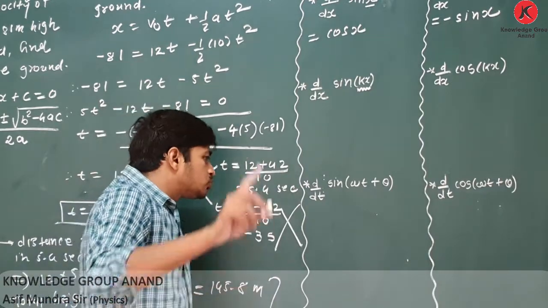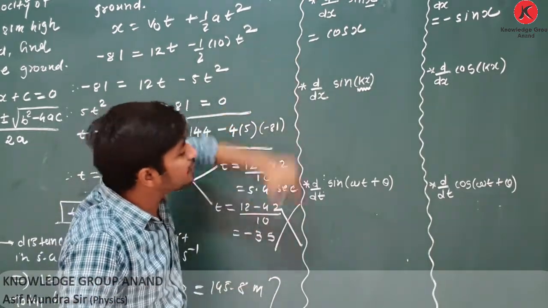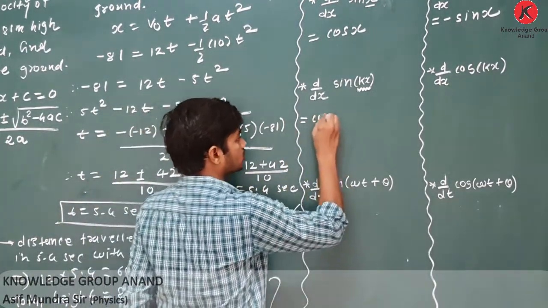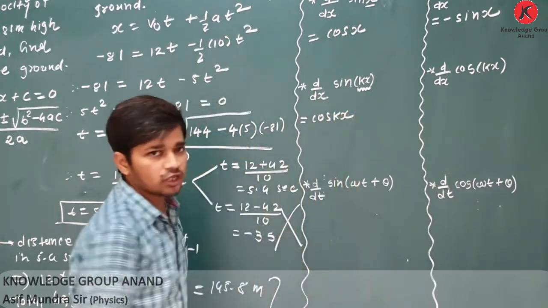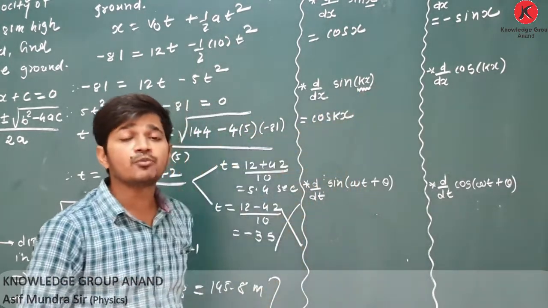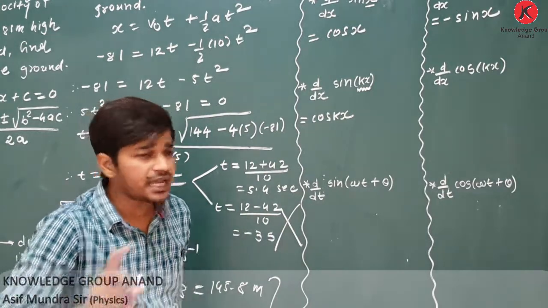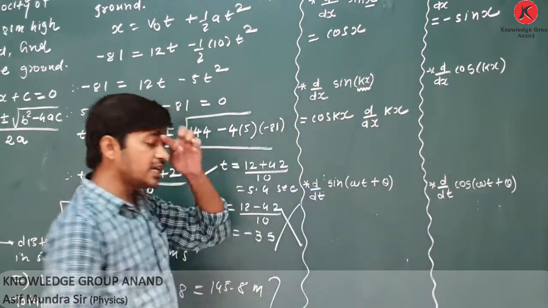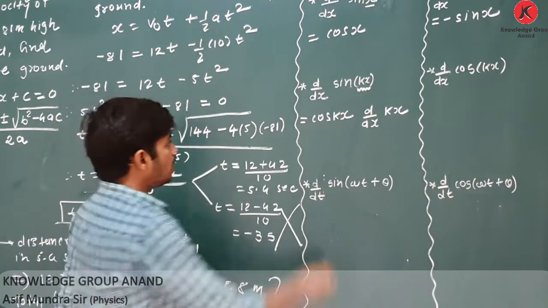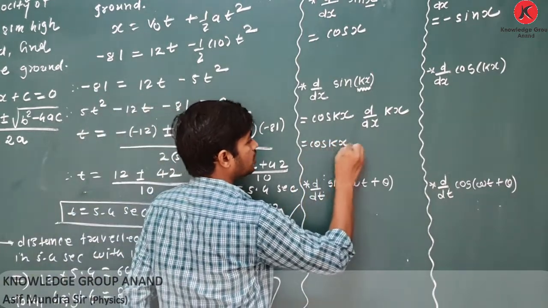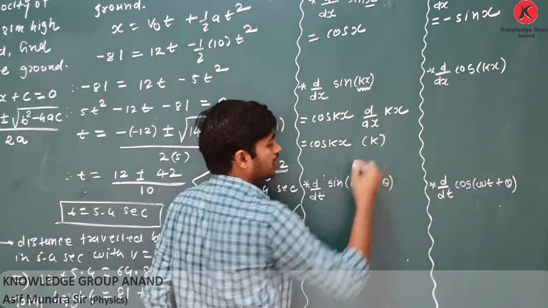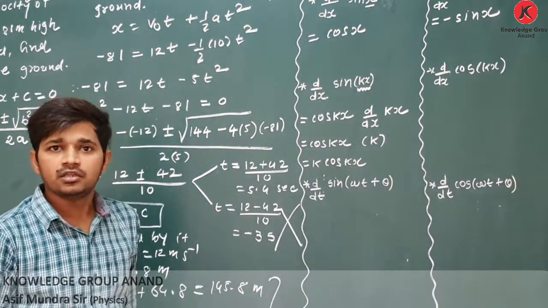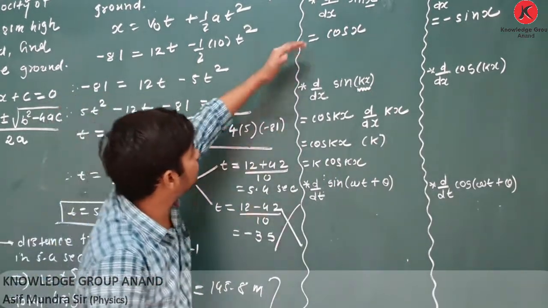First of all, you have to do differentiation with the general formula. What is the differentiation of sine? It is cos kx. But as it is an additional term, you have to apply the chain rule, that is d by dx of kx. Now you know what d by dx of kx is? It is k only. So your answer is k cos kx. Clear? Okay, so understand the difference between them.